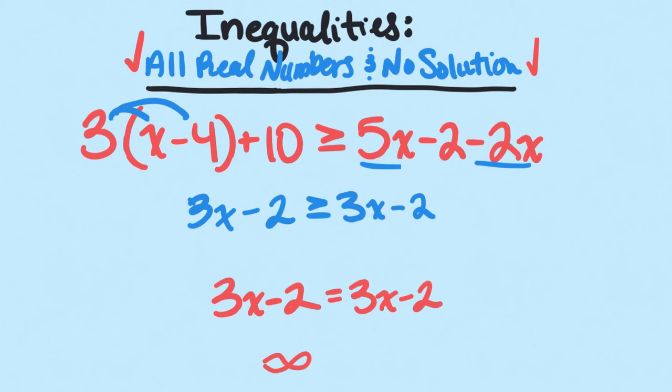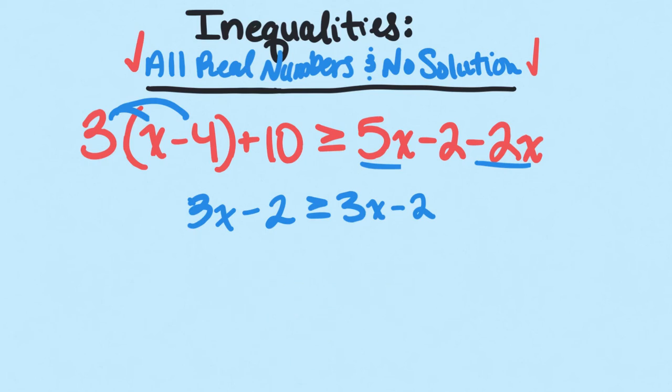You know, if I plugged in a 2 for x right here and right here, I would get 6 minus 2 on both sides. So 6 minus 2 equals 6 minus 2. And so again, no matter what you choose, you'll get the same value on both sides, so there's infinitely many solutions. And now, essentially the same thing is going to be true for this inequality now.